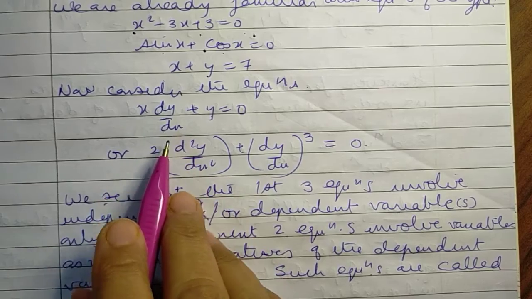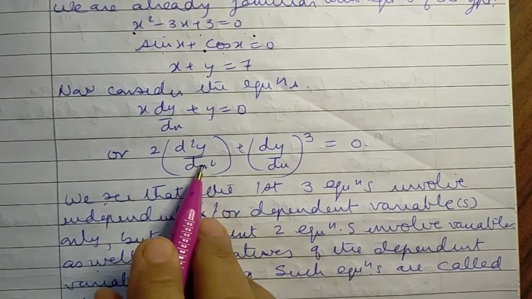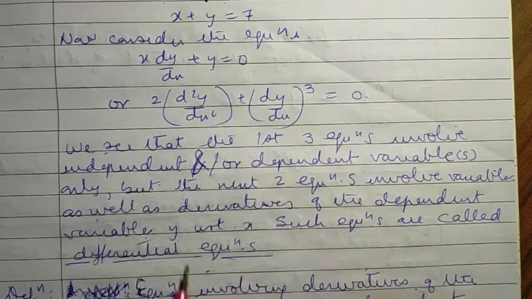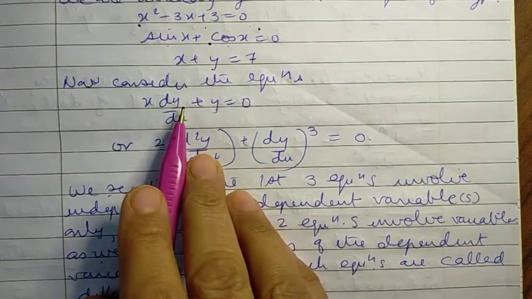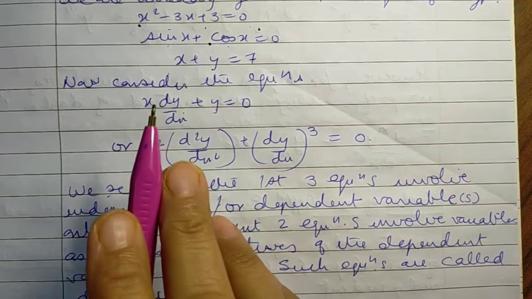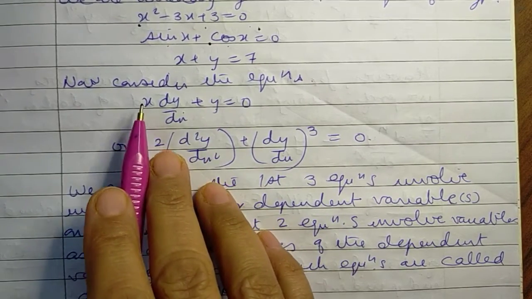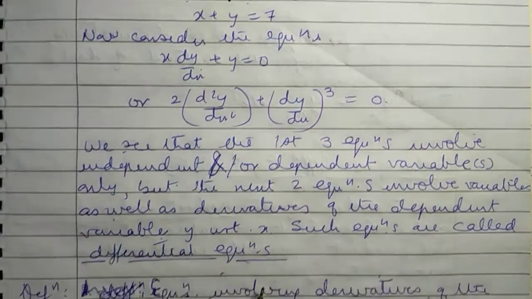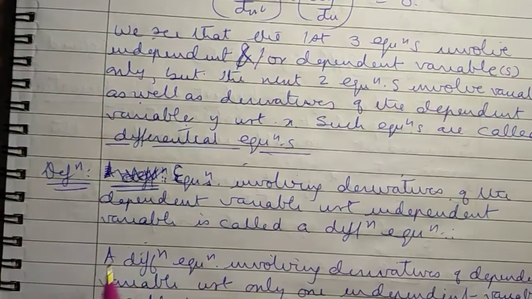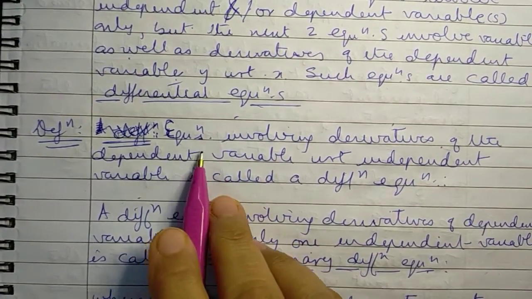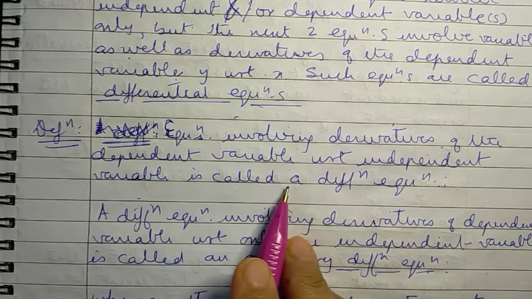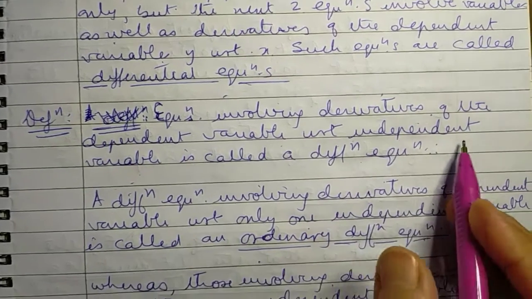Like here you have derivative dy by dx, here we have the second order derivative and third power of the first order derivative. Now such equations which involve the derivatives of the dependent variable along with the dependent variable and the independent variable are called as differential equations. Now we have the definition as the same, that is equation involving derivatives of the dependent variable with respect to the independent variable is called a differential equation.